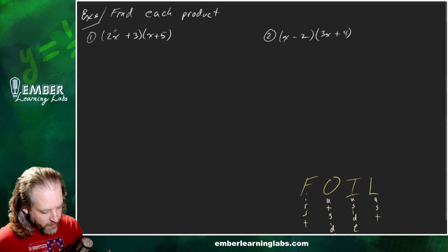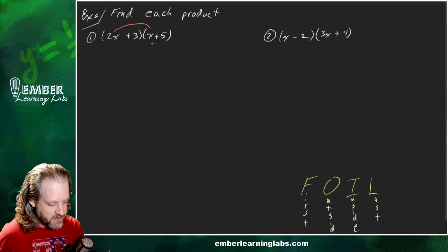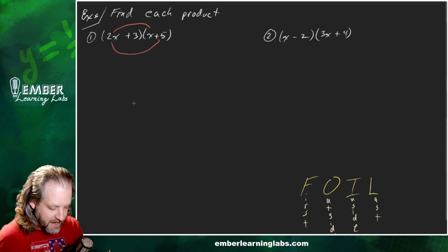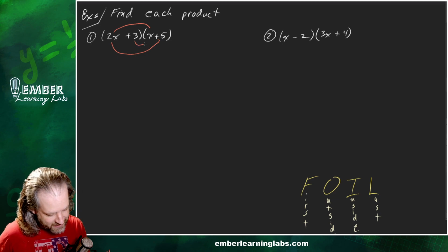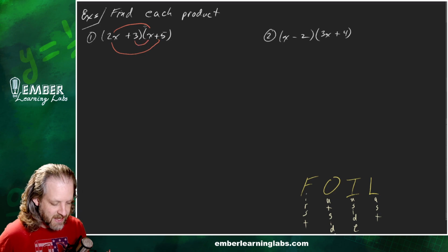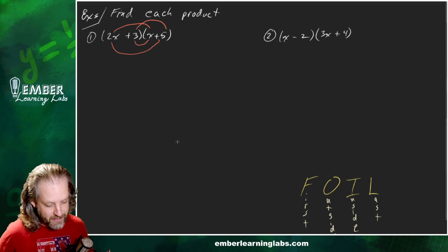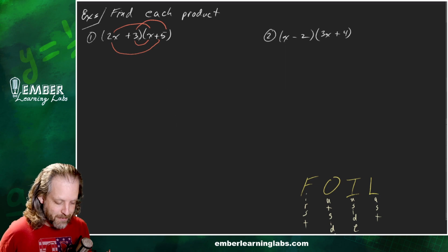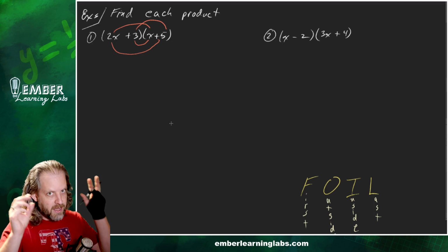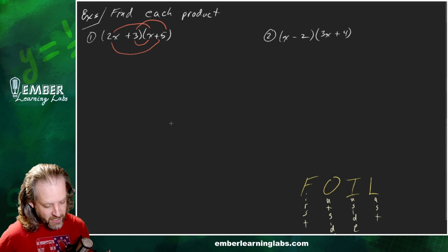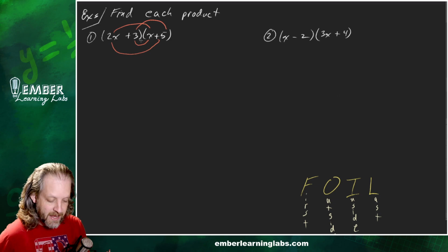You multiply the firsts together, so first times first, and then the outsides together, so outside times outside, and then the insides together, inside times inside, and then the lasts together, right? It also kind of turns into a smiley face. You've got eyebrows, nose, and mouth. Log that into your brain for a later lesson. So simply put, we're going to multiply everything times everything else.